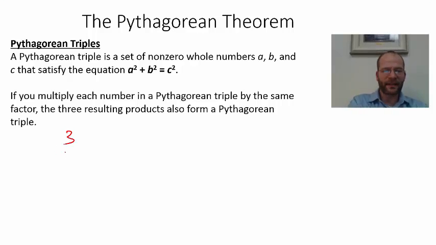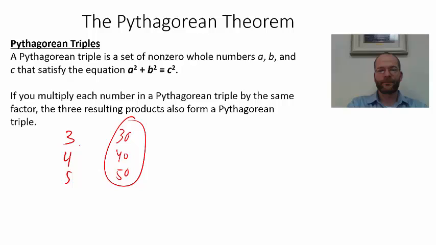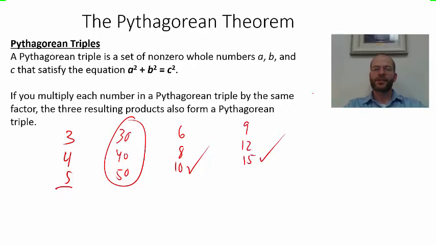So for instance, we have this Pythagorean triple 3, 4, 5. If we multiply each of those numbers by 10, we have 30, 40, 50. That's a Pythagorean triple. If we were to multiply each of these original numbers by 2, we would get 6, 8, 10. That's a Pythagorean triple. If we multiply by 3, we get 9, 12, 15. Also a Pythagorean triple. So recognize those numbers. Again, it will save you time as you work through problems. Pythagorean triples and their multiples.